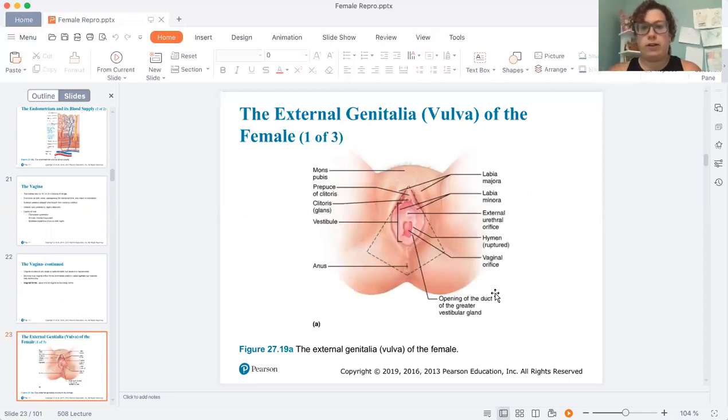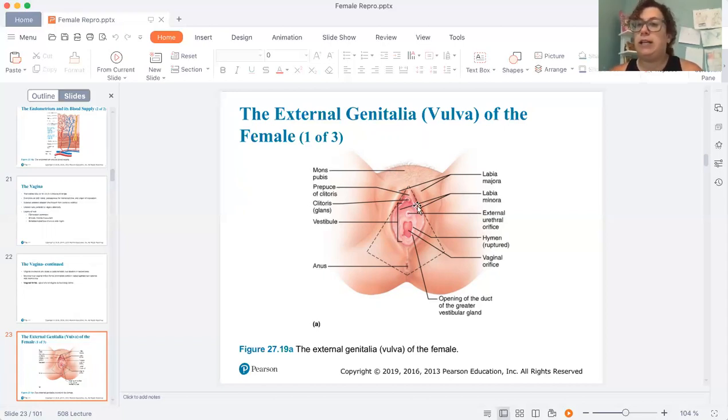So the external genitalia are also known as the vulva. We're going to use medical terms here, and we're going to use anatomic terms. So we have the mons pubis right above here, and this is where the pubic hair is centered. This is going from the pubic symphysis to the outward aspect, and this is a fatty pad that is meant to cushion the external genitalia.